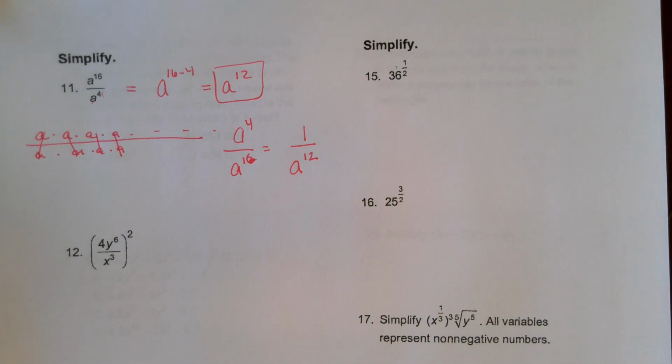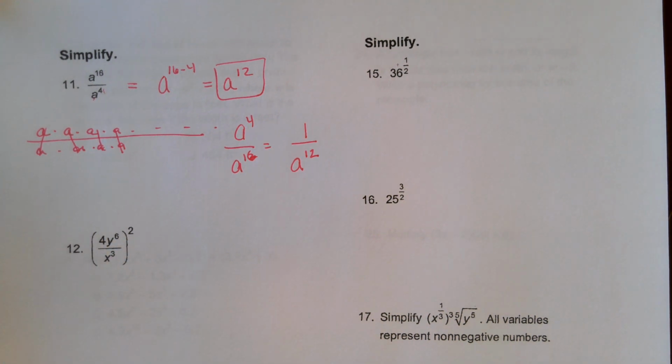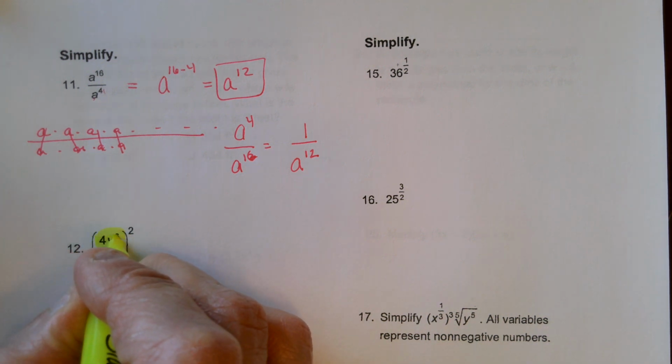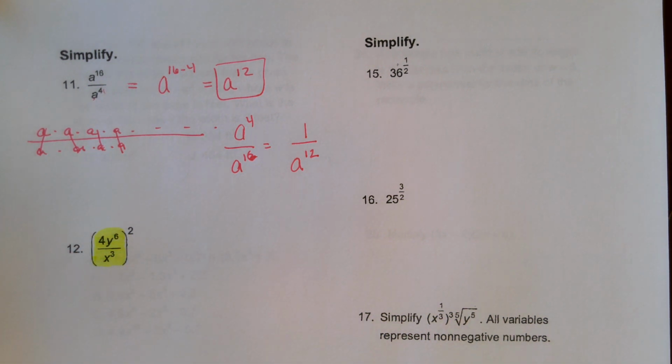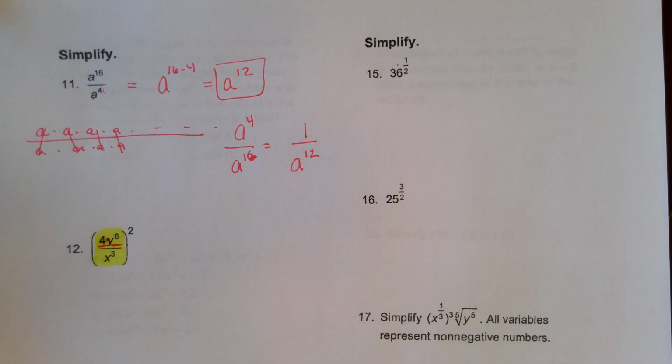When we look at the next one, again, you need to notice the parenthesis. Everything in the parenthesis, I'm going to start highlighting that so that it jumps off a little bit more to you, has to be raised to the second power. Everything. There is a 4 times a y to the 6th and an x to the 3rd. There are 3 different things in there, and they all need to be raised to the second power.